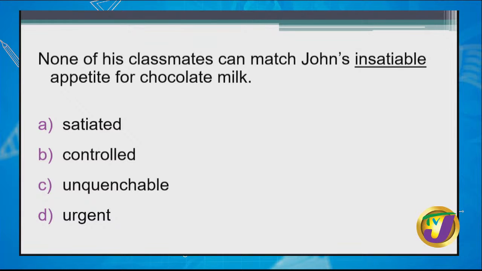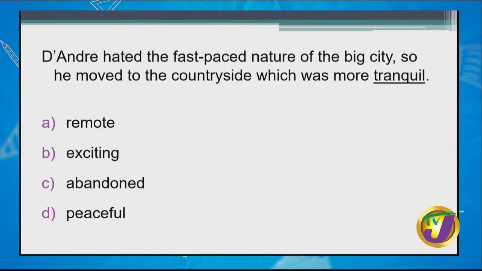So which of those four do you believe is the right one? Unquenchable, correct. So insatiable means the same as unquenchable. So one more point if you got that right. Make sure you're keeping score. All right, let's look at the next sentence. DeAndre hated the fast-paced nature of the big city, so he moved to the countryside, which was more tranquil.